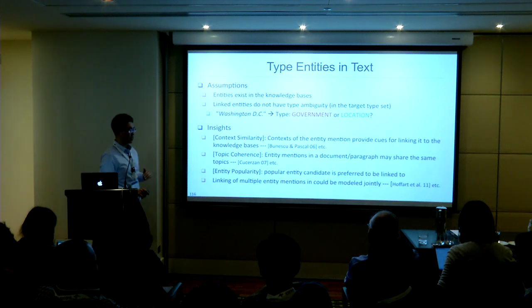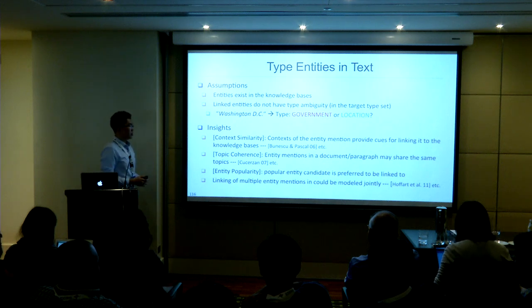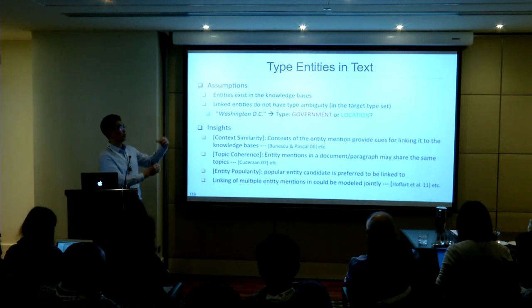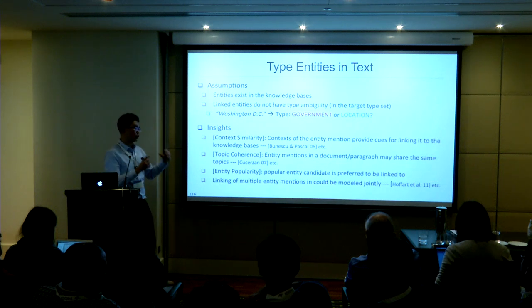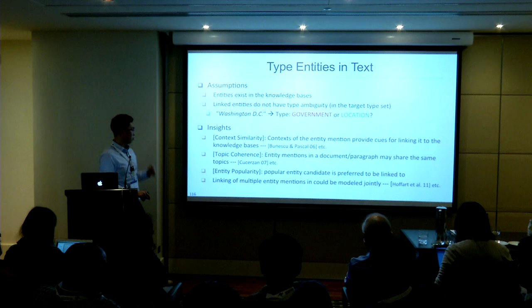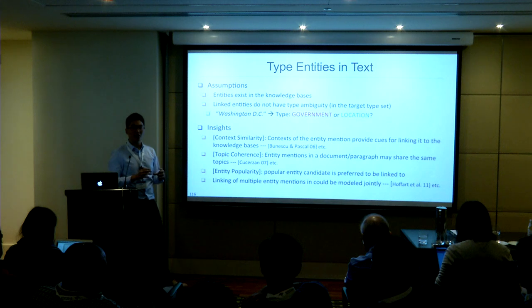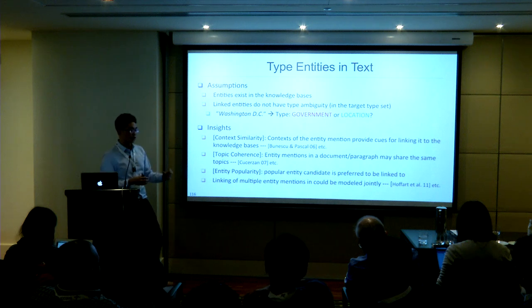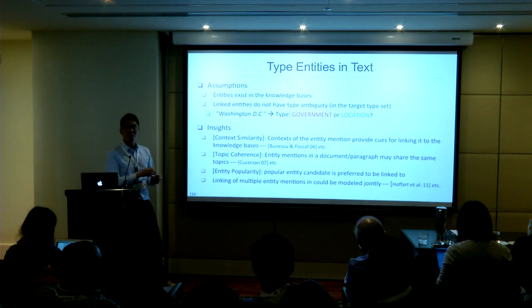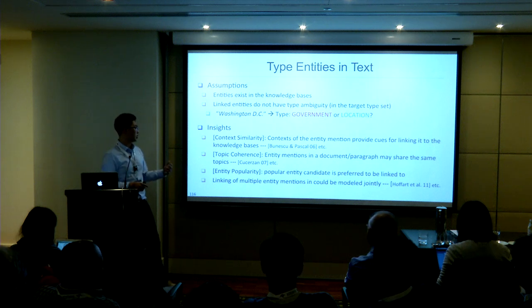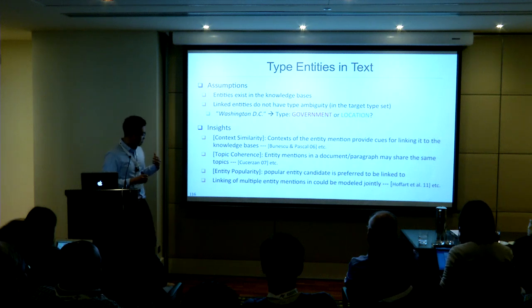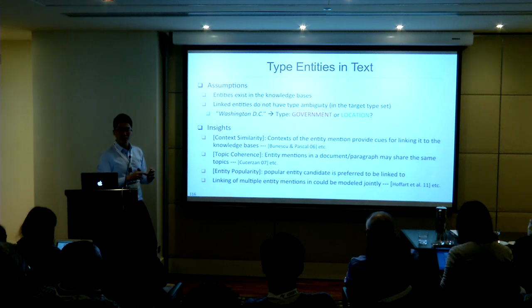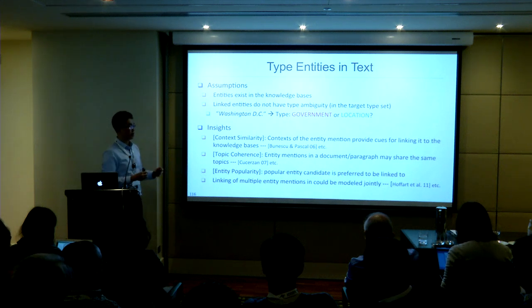And to do this entity linking, there are actually a lot of different signals we can use. The simplest one is to look at the context of this entity mention in the raw corpus, and also look at the context of the entries in the knowledge base to try to match whether they share the context. That's the context similarity. And you also want to make sure that all the entities within a document or a paragraph share the same topics. That's the topic coherence. You also make sure the entities you link to are relatively popular in the knowledge base and in the current corpus. That's the entity popularity. And sometimes you try to link multiple entities in a paragraph jointly because they share a lot of things, like the background context. That's the collective entity linking technique.